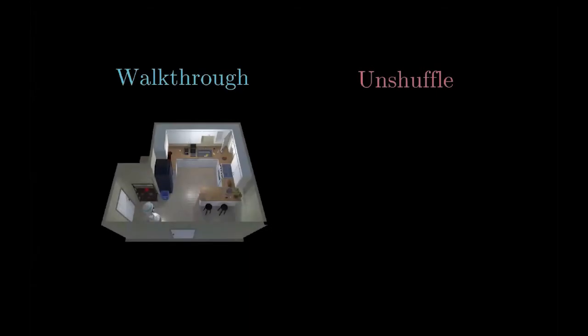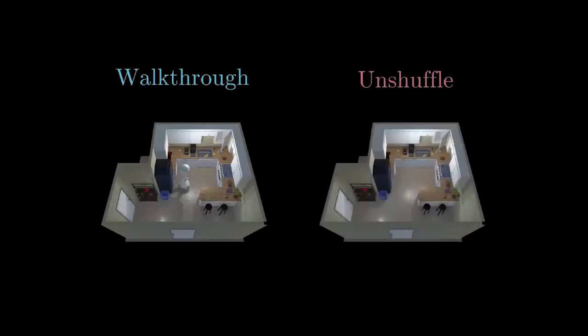So here is the problem. There are two phases. There is a walkthrough phase, in which the agent roams around the scene and captures information about the state of the scene, where objects are located. And there's an unshuffle phase, where we temporarily remove the agent from the scene and make some changes to the scene.